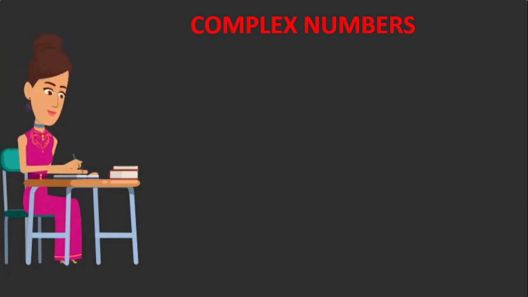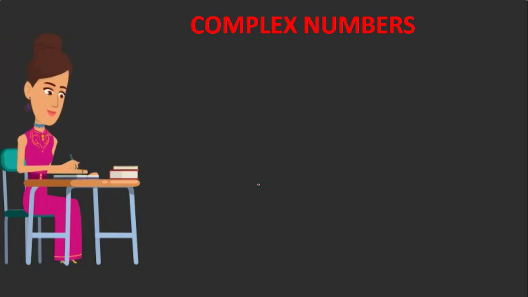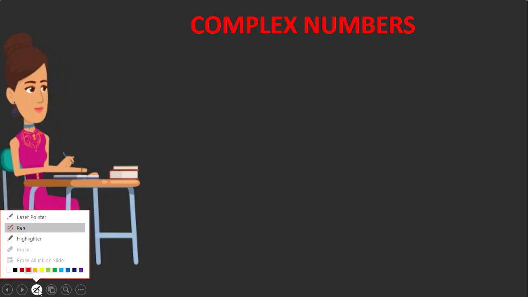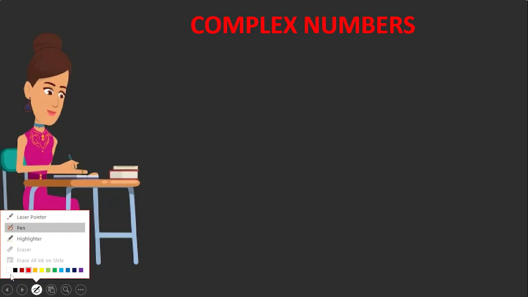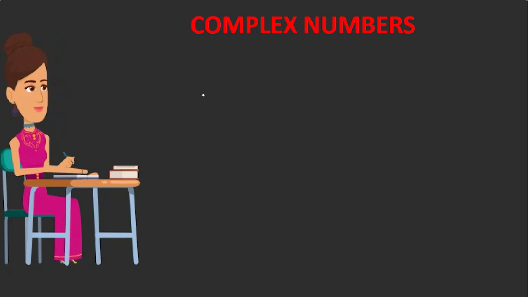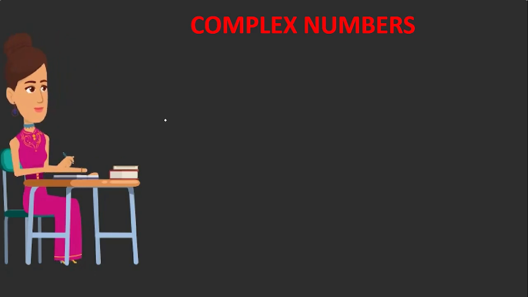Do we have anyone who has a calculator right now? Can you punch in square root of negative 1? Math error. Correct. So square root of negative 1 is giving you a math error. That's where complex numbers now come in.